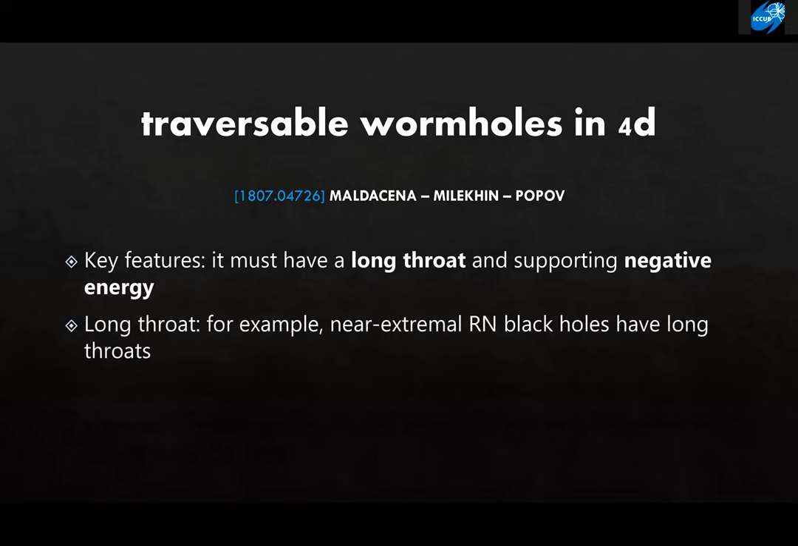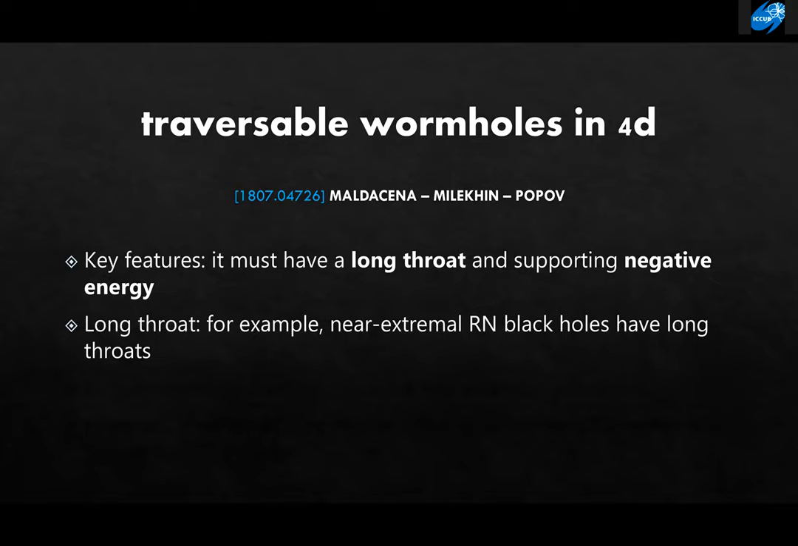So for the long throat, there exists something called a near extremal Reissner-Nordström black hole, which in layman terms just means that it's a black hole with some specific charge, and it's a magnetic charge. These specific kinds of black holes have long throats, they're known, and the fact that something is near extremal actually implies that these black holes are going to have a long throat. And near extremal just means that the mass of these black holes is more or less the same as the charge of the black holes.